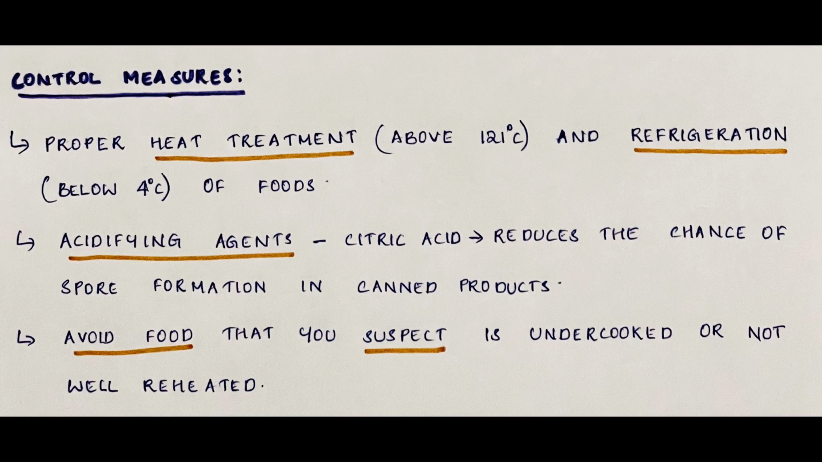Control measures include proper heat treatment above 121 degrees Celsius and refrigeration below 4 degrees Celsius of foods. Acidifying agents such as citric acid reduce the chance of spore formation in canned products. Avoid food that you suspect is undercooked or not well reheated.